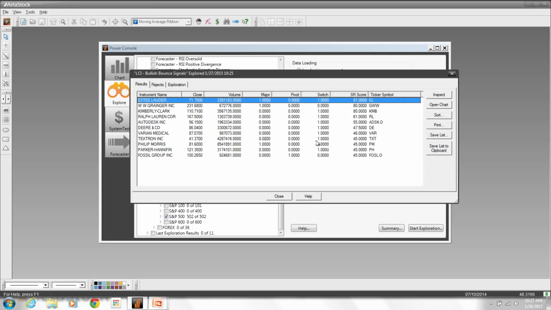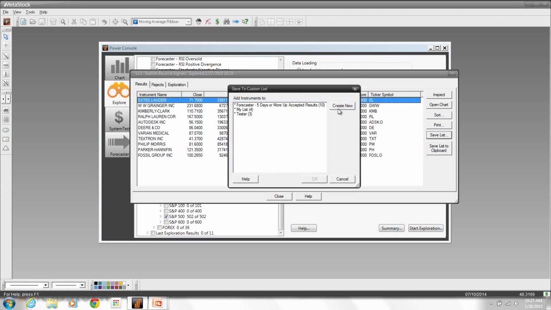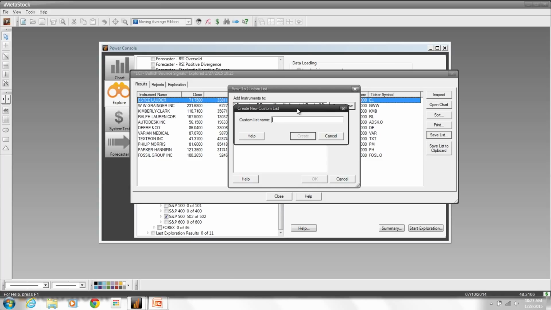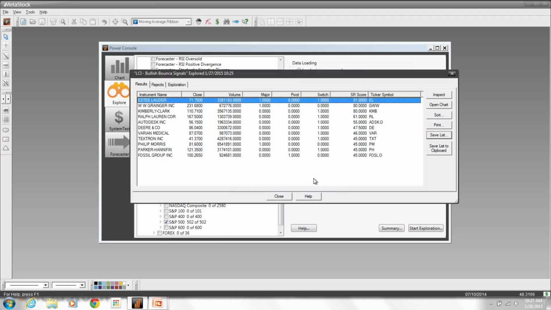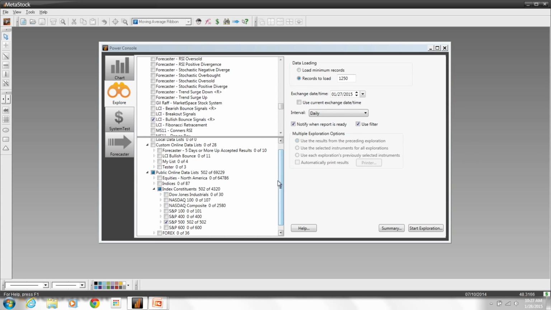So we're going to go ahead and we're going to save this list, and we'll analyze these within our charts. So over on the right-hand side, I'm going to click Save List, and I'm going to say Create New, and I'm going to say LCI Bullish Bounce, and I'm going to say Create. Okay. I'm going to go ahead and close the report.